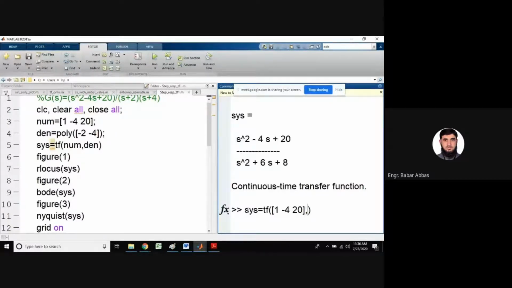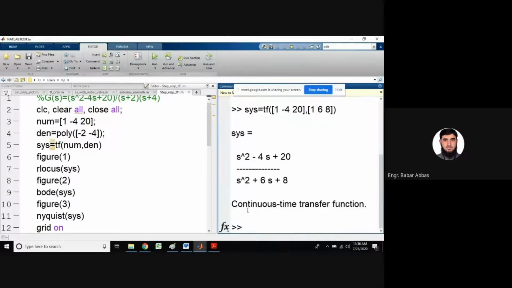Similarly, you can write the denominator coefficients in square brackets inside the parentheses. That will be 1, 6, and 8. So that will be the transfer function. Yes, this is the transfer function. You just write it in one line.